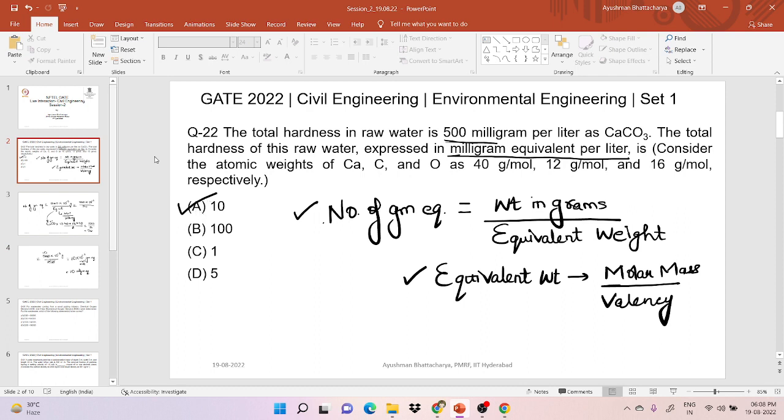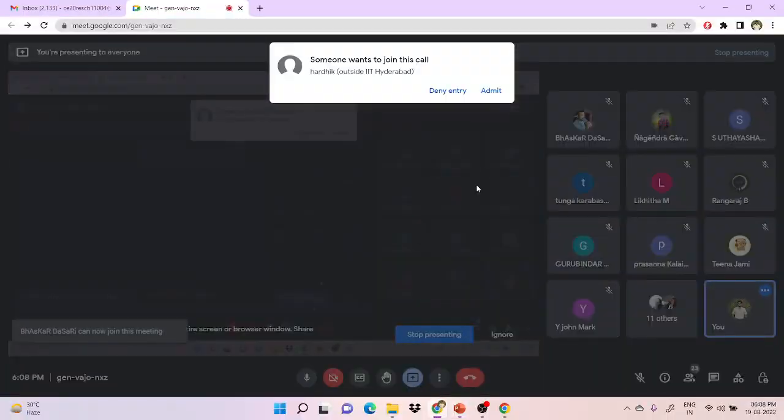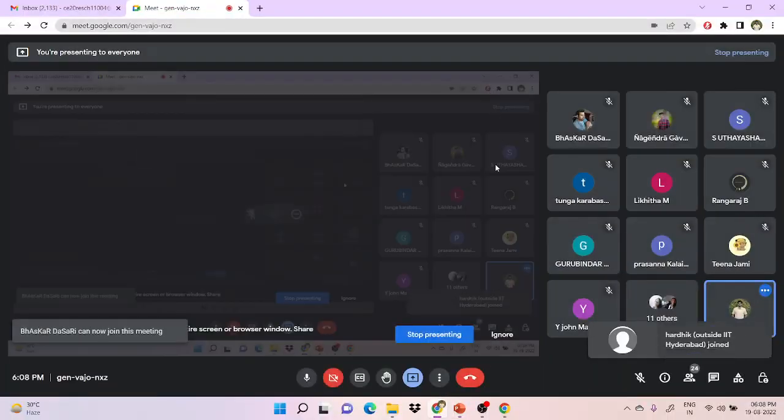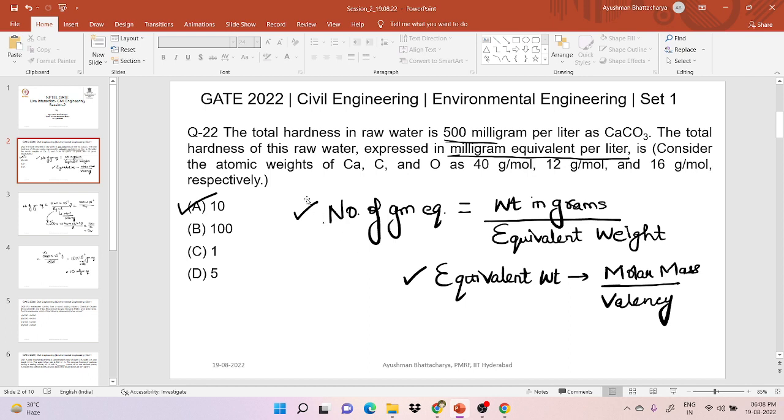If anyone has any doubt in this question, you can ask me now. Is it clear? Yes, sir. Okay. The basic concept in this question is that you should remember these two formulas: what is gram equivalent, what is equivalent weight, what is valency, what is molar mass, and what is weight in gram.